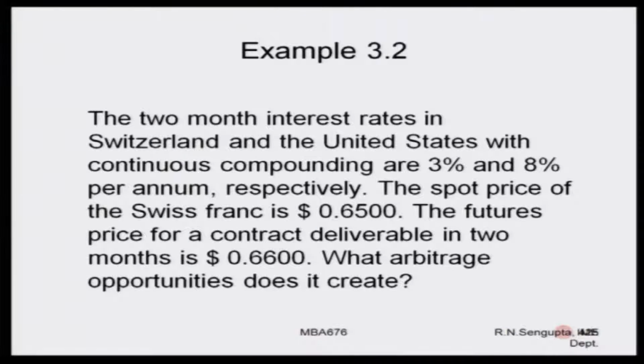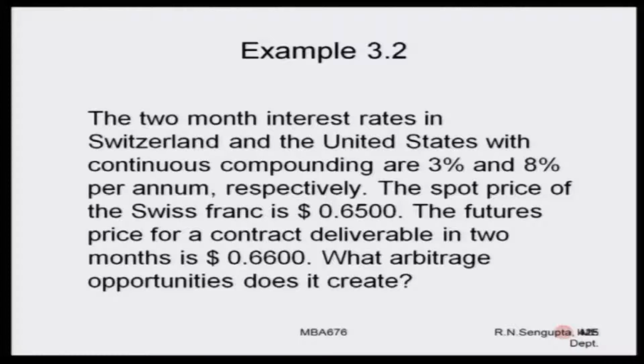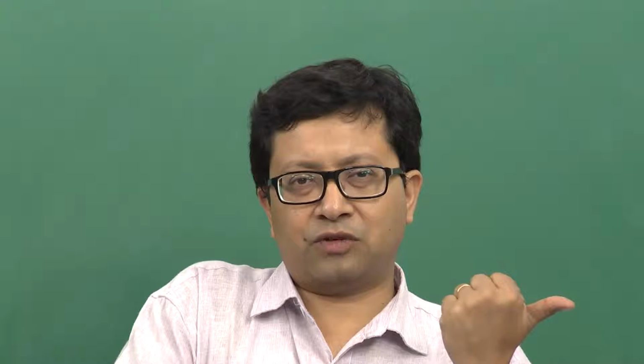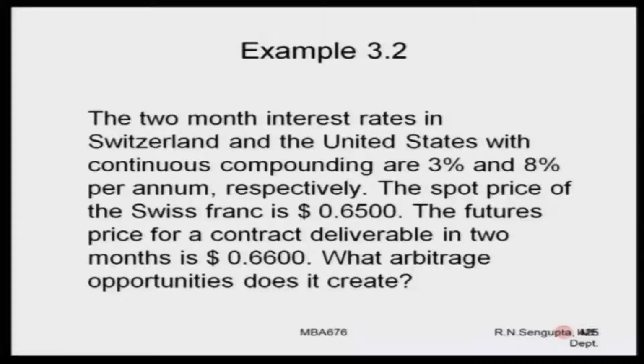Coming to the next example, the 2-month interest rates in Switzerland and the United States are 3% and 8%. Remember, if I am standing in Switzerland, then my domestic currency is the Swiss franc with interest rate 3%, and the foreign currency is the US dollar, hence the interest rate is 8%. If I change my position and go to the US, then the US would be the domestic one and Switzerland the foreign one. The spot of the Swiss franc is given as 0.6500.